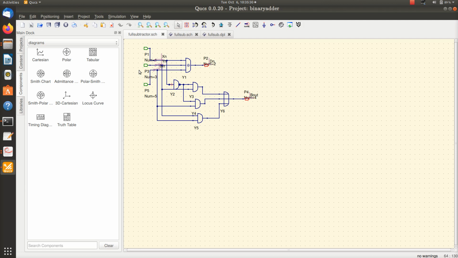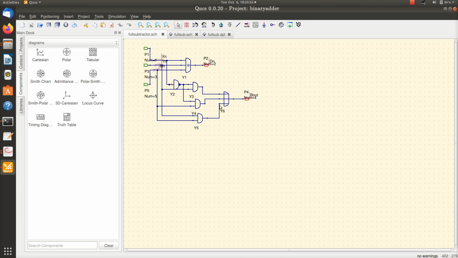So here you have these three inputs, xn, yn and Bn minus 1. This is my difference bit, that is xn XOR yn XOR Bn minus 1. This is xn bar, this is my y, this is xn bar y, and this is my xn bar Bn minus 1, and this is my yn Bn minus 1.